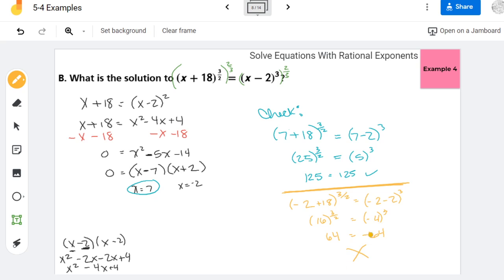And those are not equivalent. So that one is extraneous. So the only solution I get here is x equals 7.